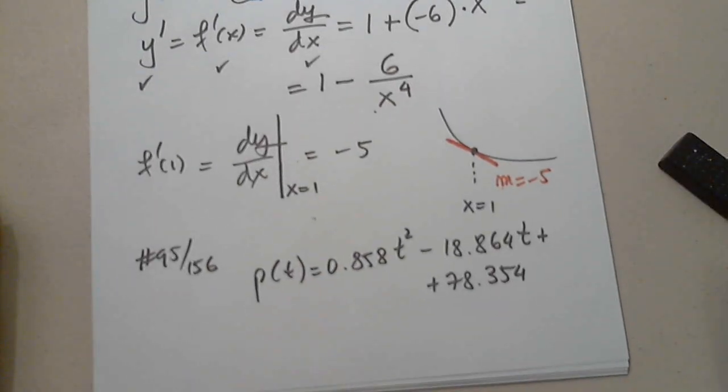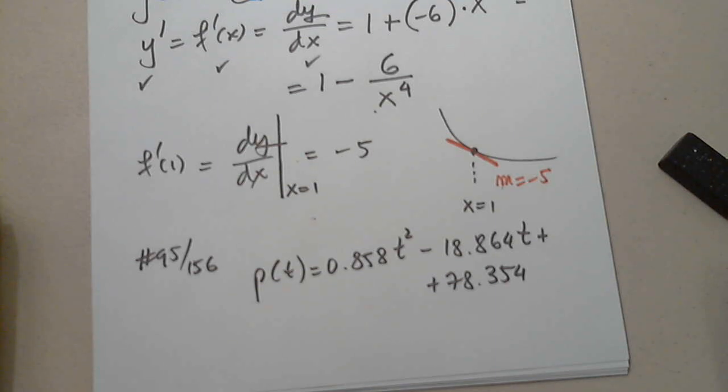You know me, I refuse to do this by hand. So I'm going to share my screen, and I'm going to go to the calculator. I'm going to put in my function, and that is 0.858 t squared minus 18.864 t plus 78.354. Perfect. And now second end table, I plug in 53. It's done.